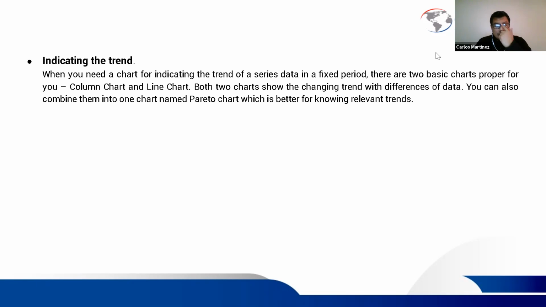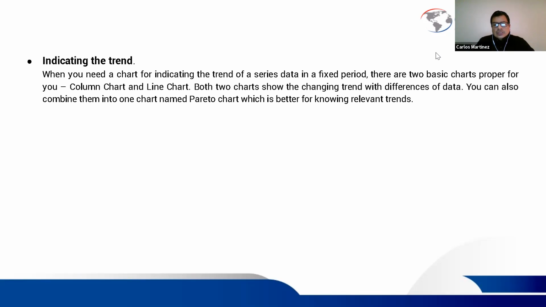So when you need a chart to indicate the trend of a series in a fixed period, that means, for example, in a year, what was the movement of the price of the dollar during the pandemic? So we'll go from, let's say, March until now, until November. So you have a fixed period. It's not infinite. It can be monthly, weekly, yearly, quarterly. It depends. There are two basic charts for this, the column chart and the line chart.